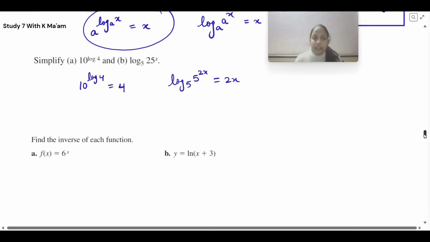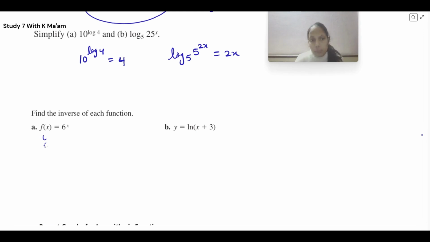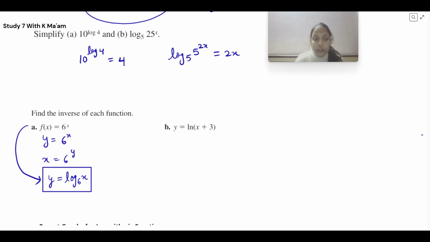Okay. Next, we have to find the inverse of each function. The first step to find the inverse is taking f(x) as y. Second step, replace x with y and y with x. I am converting this into logarithmic form. It is log base 6 of x is y. This is the logarithmic form of it. We are done. That is the inverse of this function. You can write f inverse of x is log base 6 of x.